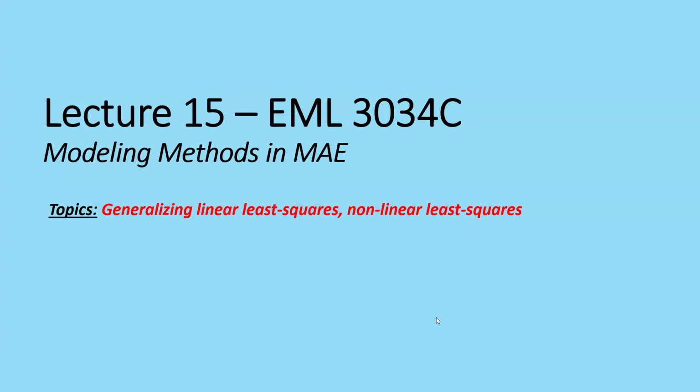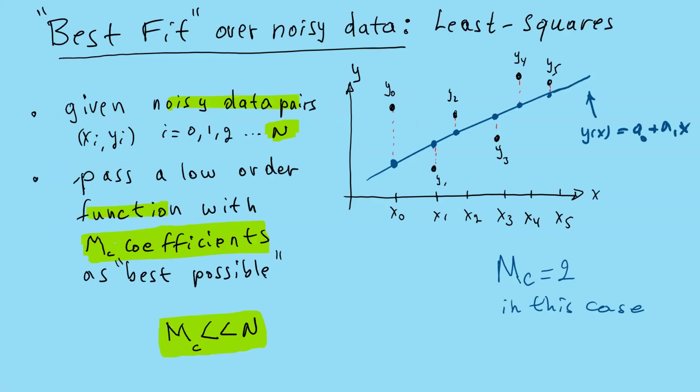Hello everyone. The topic of this lecture is generalized linear least squares and non-linear least squares. In the previous lectures, we talked about data points. We learned that in practical situations, the data are mostly given as data pairs. Some of the data is exact data.